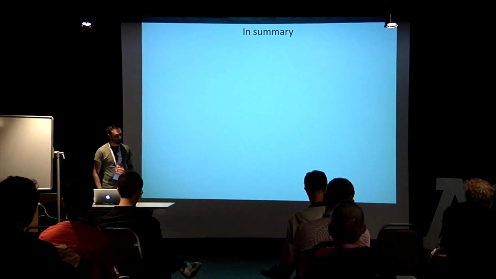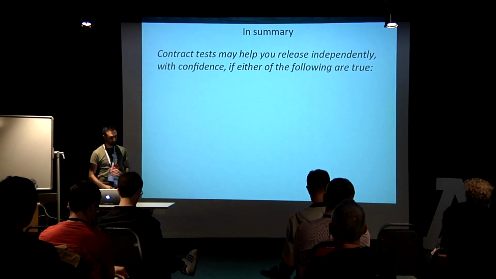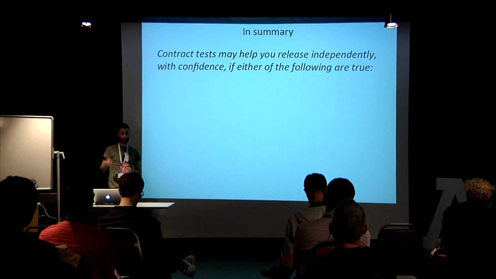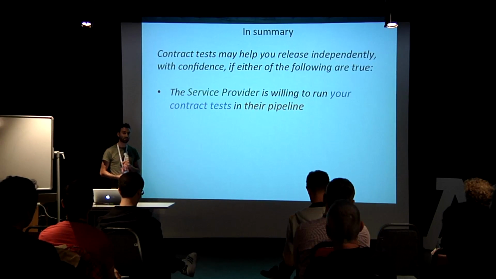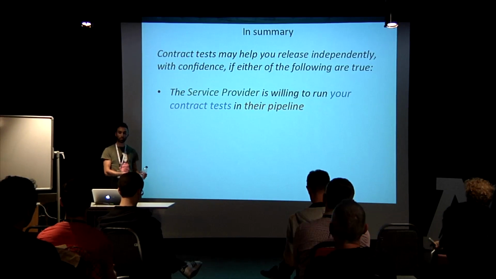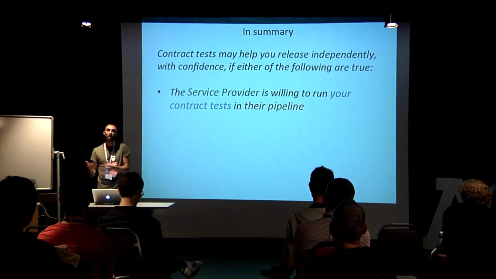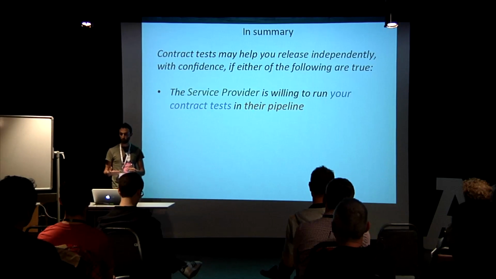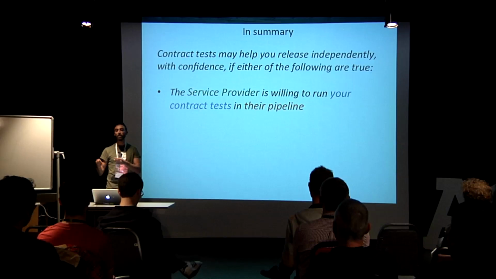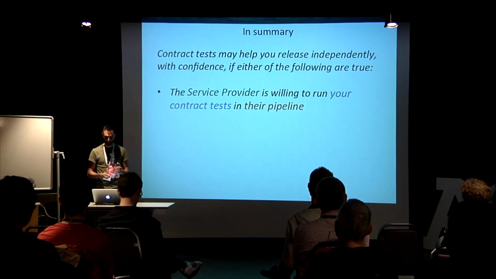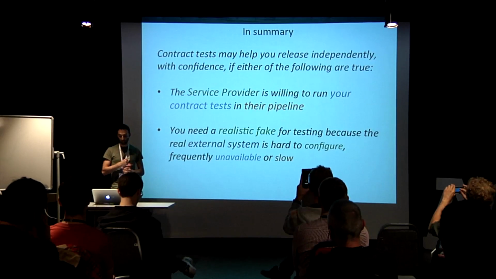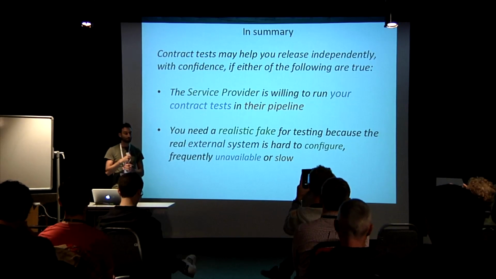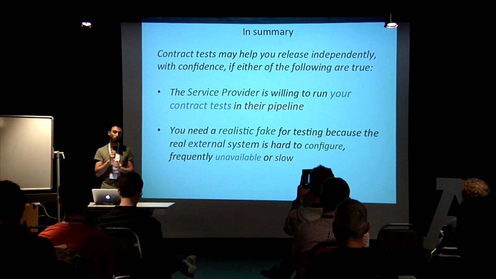So just to summarize, contract tests may help you release independently and with confidence if either of the following are true. If the service provider is willing to run your contract tests in their pipeline, because that's enabling them to independently deploy and independently release without having to go through some kind of shared integration environment where they check their API against your system. And secondly, if you need a realistic fake for testing because the real external system is hard to configure, frequently unavailable, or slow.